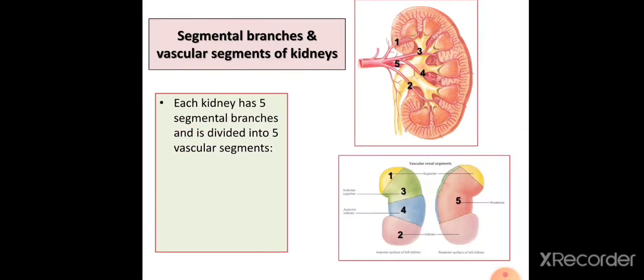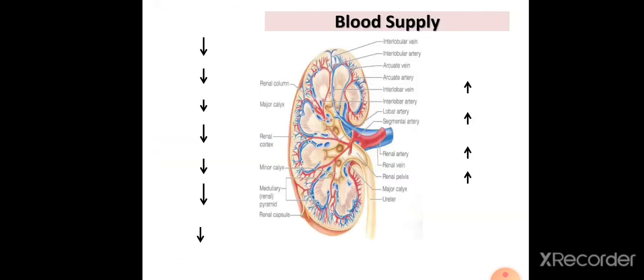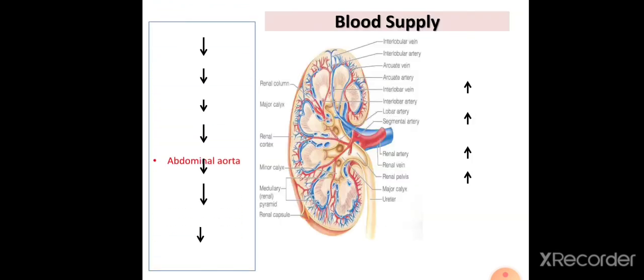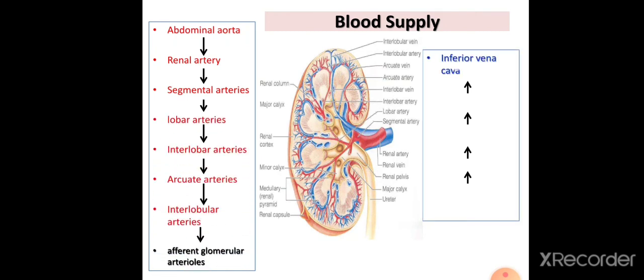Now the segments of the kidney. In the kidney, we have 5 segments: the apical, caudal, anterior superior, anterior inferior and posterior. Then the venous drainage of the kidney includes the renal vein, which drains into the inferior vena cava. All the renal arteries are accompanied by their named veins.